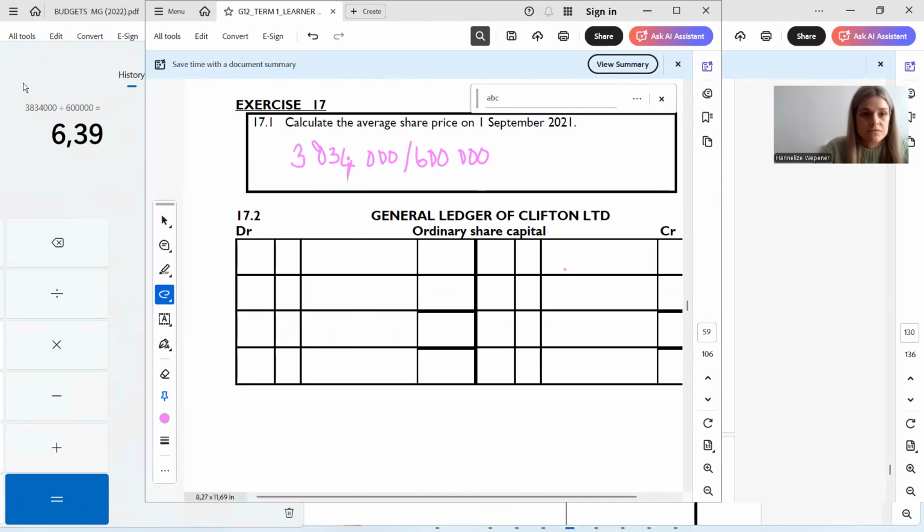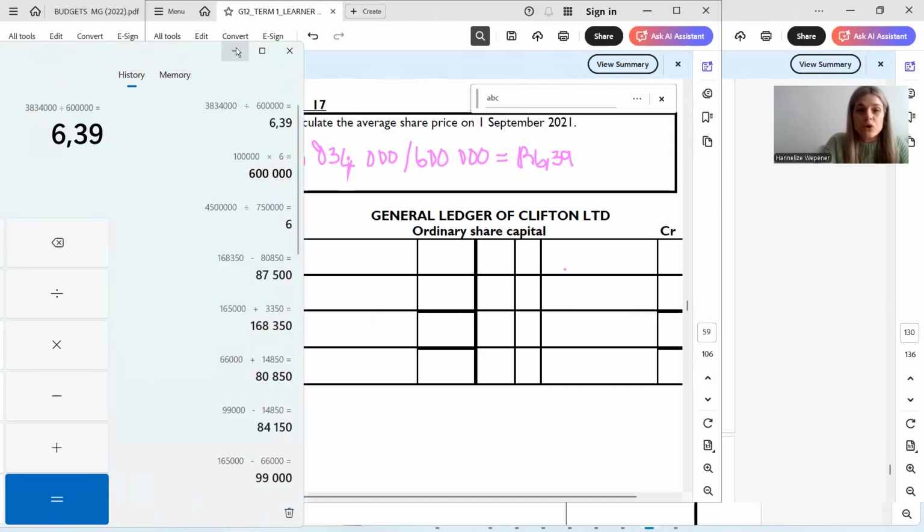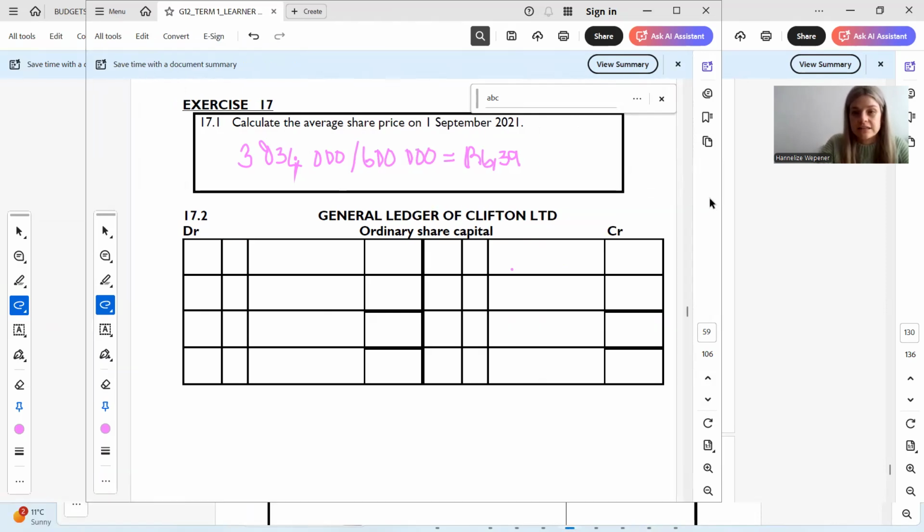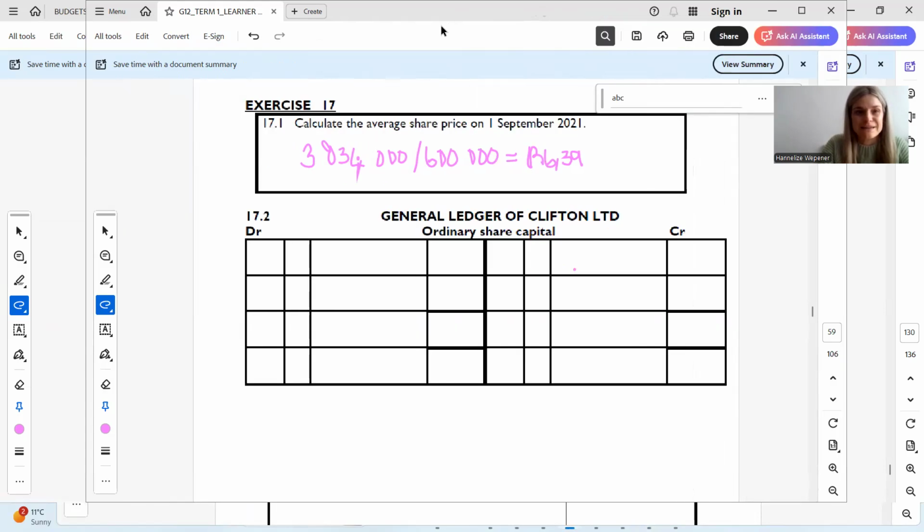Just want to double check. Yes, I used the correct amount there. And that is then R6.39. So that is your average share price. You can only remove per share your average share price that you have now calculated. That's if you do have a buyback, which we obviously will have because that is what we are practicing now.